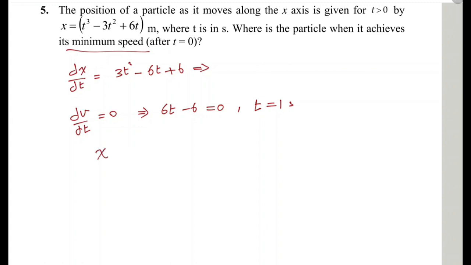Now, the position of the particle when t equal to 1 second equal to 1 minus 3 plus 6, or x equal to 4 meters.